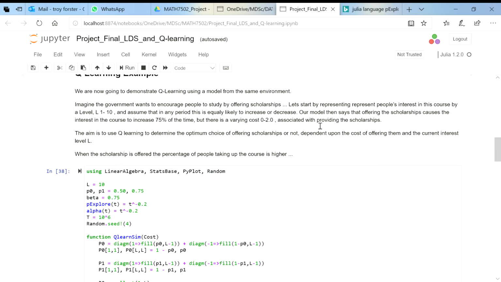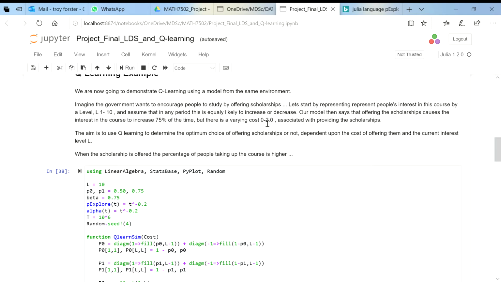But if we go in and offer a scholarship, then it's going to be more interesting to do it. The level of interest could go up, and it's a 75% chance that it'll go up. So this is our second state. These are our 2 particular states, one for no scholarship, one for a scholarship. And we've got our 10 levels. So what we want to do is figure out for each level, what is it worth offering this particular scholarship if there's a given cost. At each cost, is it the right thing to do to offer that scholarship?